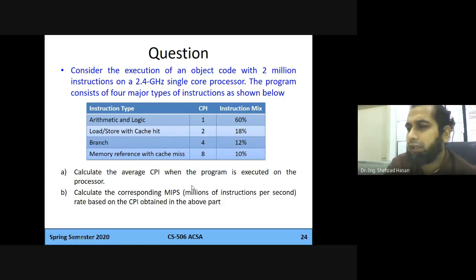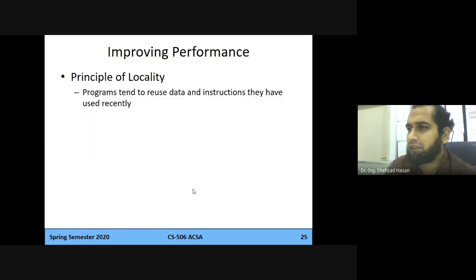Then we have another question, which is to calculate the corresponding millions of instructions per second rate based on the CPI obtained in the above part. Once you have the average CPI, you want to calculate how many millions of instructions per second. You have the CPI, how many cycles on average one instruction takes, and the time of each cycle. Then you can calculate how many millions of instructions are executing per second. So I leave that to you. I'm sure it's not very difficult.